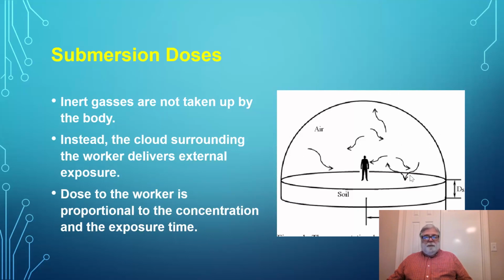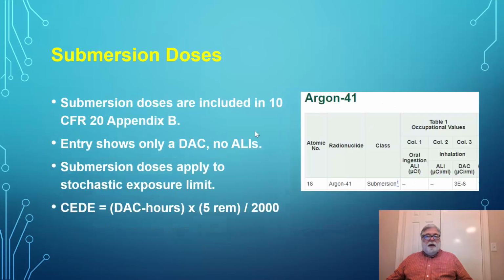So the activity that's in the air will shine on this person and deliver a dose to the person from external exposure. So the dose the person receives will be proportional to how much activity is in this cloud, what the concentration is in the cloud, and the amount of time. So it's also very similar to our situation for inhalation, that we can look at the concentration and the time exposure, and so we do DAC hours.